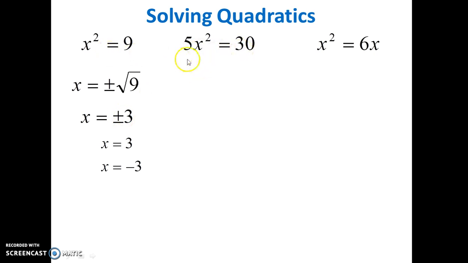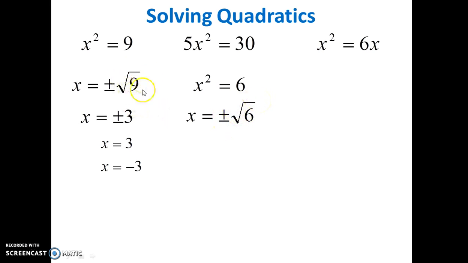Very similar to the first one, but here we have 5x squared equals 30. This time we should get rid of this coefficient first before taking the square root. So I divide by 5, and I have x squared equals 6. Now I'm going to take the square root of both sides again. So that means x equals plus or minus the square root of 6.